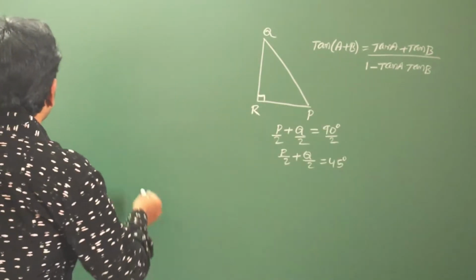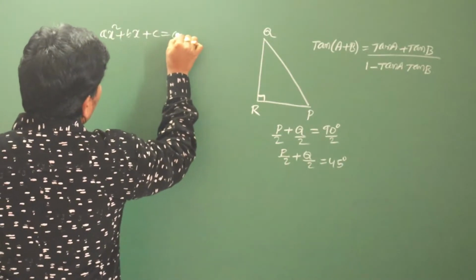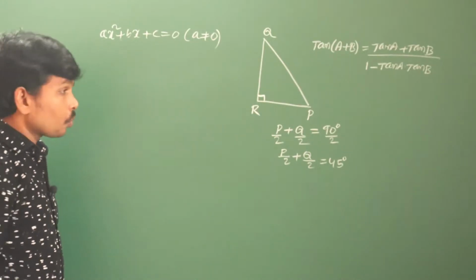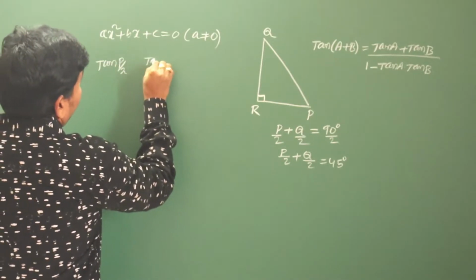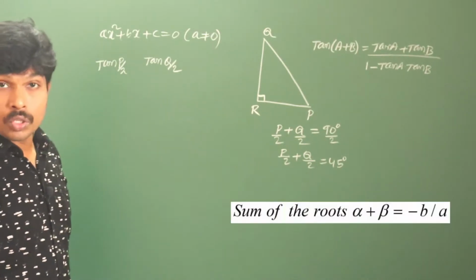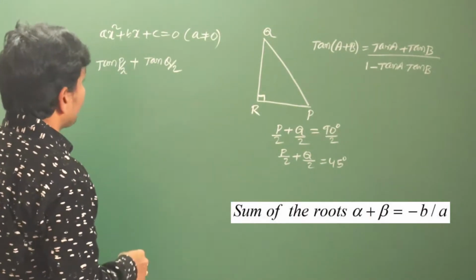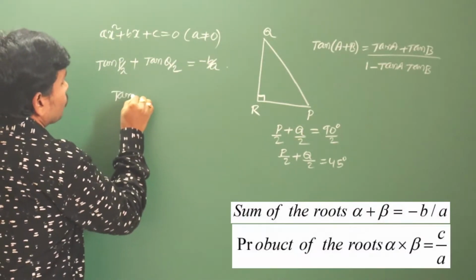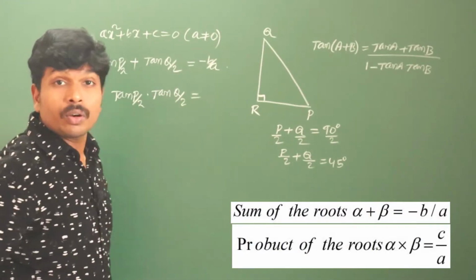What is given? Your quadratic equation is ax square plus bx plus c equal to 0, where a is not equal to 0. This is your quadratic equation. What are the roots of this equation? Tan p by 2 and tan q by 2. These are the roots of the equation given in the problem. Sum of the roots formula: alpha plus beta equals minus b by a. So tan p by 2 plus tan q by 2 equals minus b by a. What is the product of the roots? Tan p by 2 into tan q by 2. The product of the roots is equal to c by a.